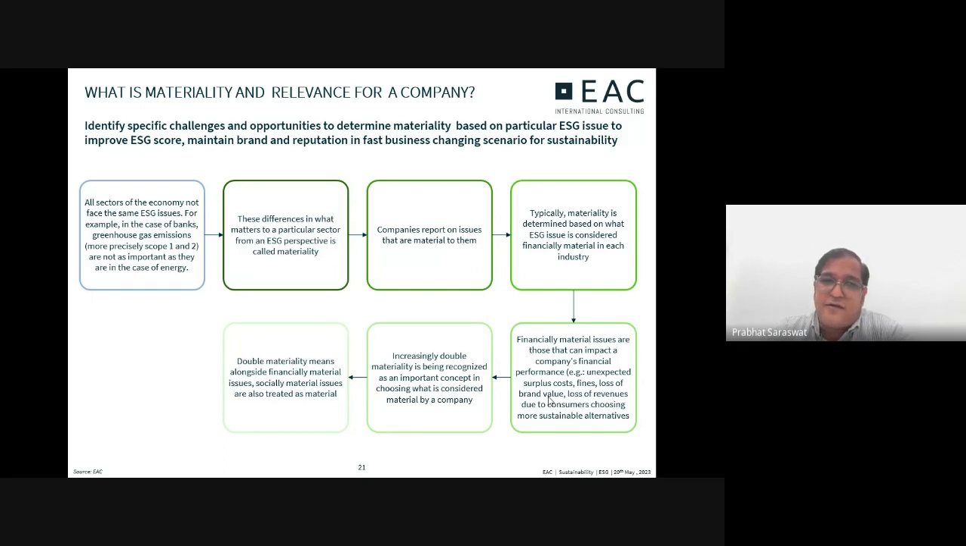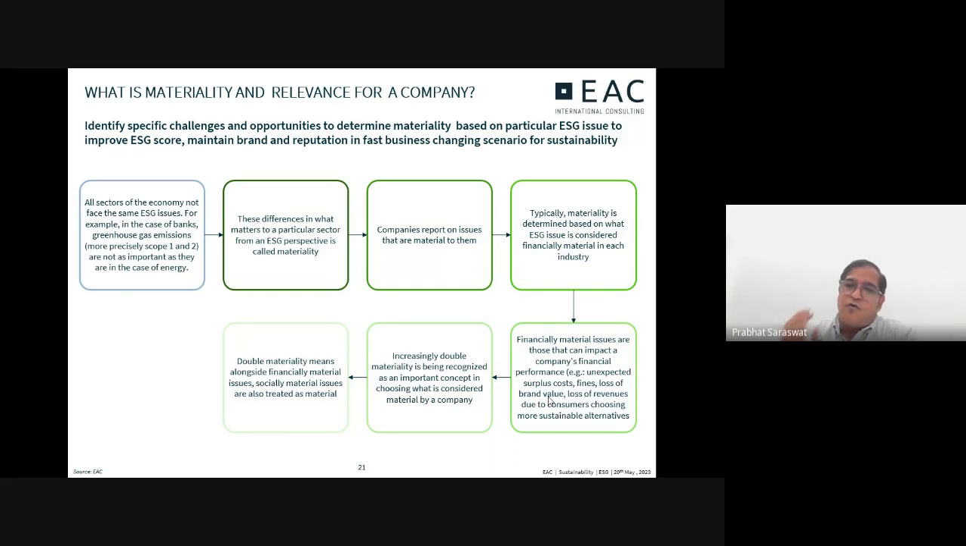like, all sectors of the economy do not face the same ESG issue. For example, in the case of banks, greenhouse gas emission is not an issue because they are not directly consuming energy, or you can say they are not responsible for GHG emissions. So for a bank, GHG emission is not material. So these differences in what matters to a particular sector from an ESG perspective is called materiality.